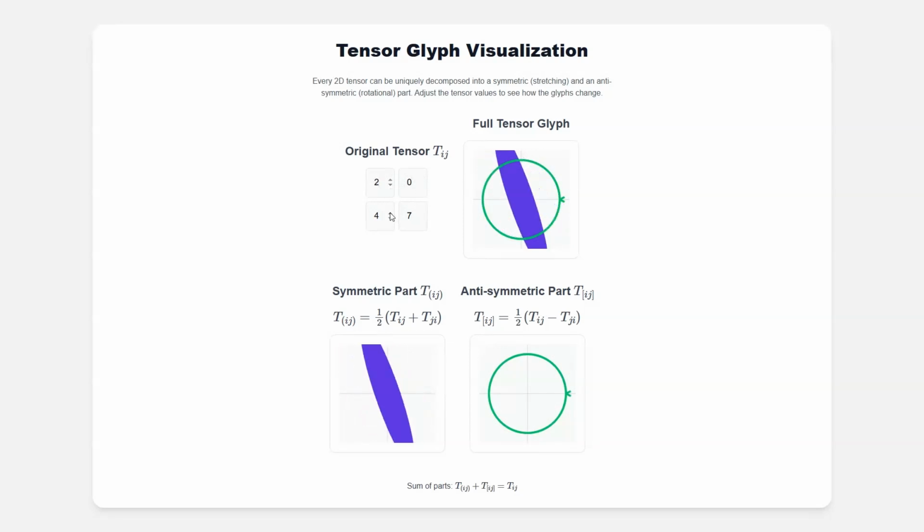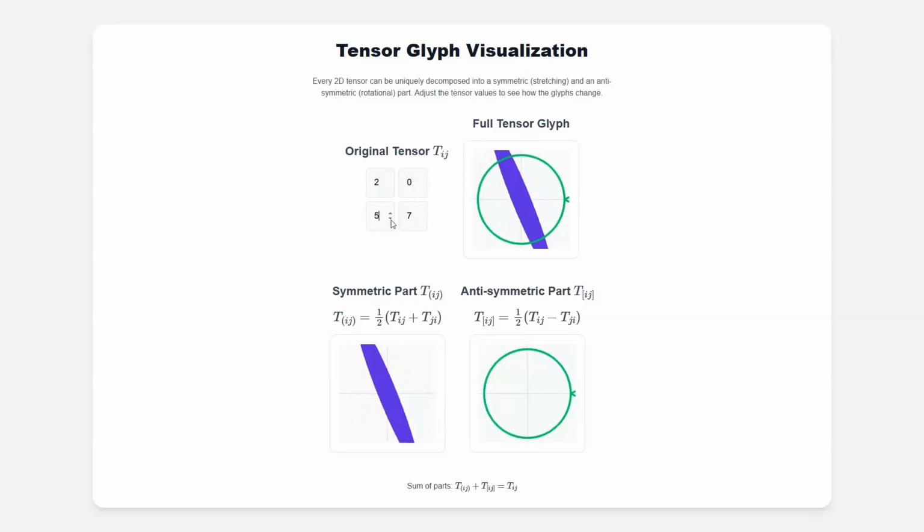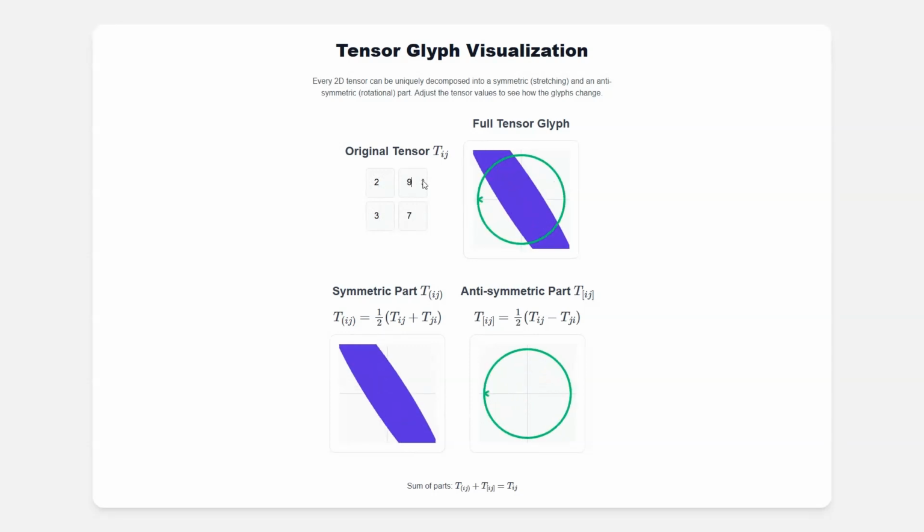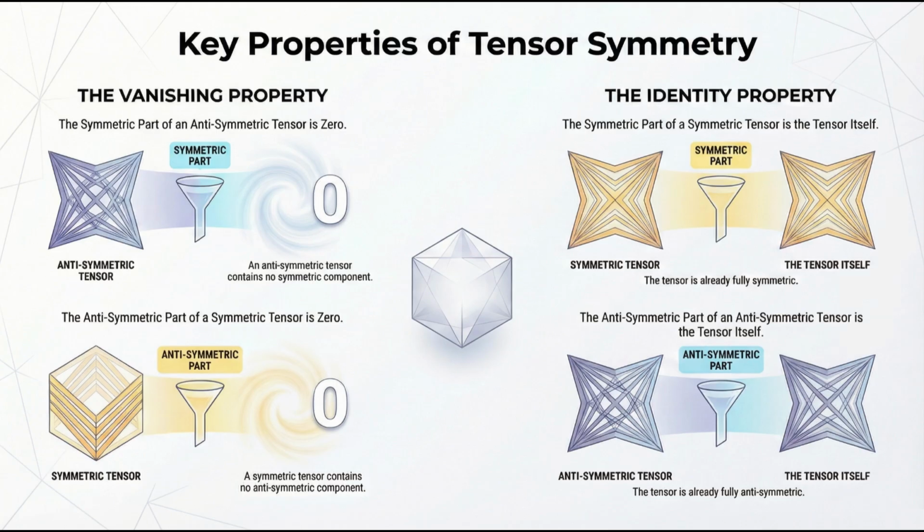First, let's talk about the math. There are these two key identities that really clean things up. The symmetric or stretching part of a purely rotational tensor, it's zero. It just vanishes. And the same thing happens with the rotational part of a purely stretching tensor. It shows these two actions are fundamentally independent.